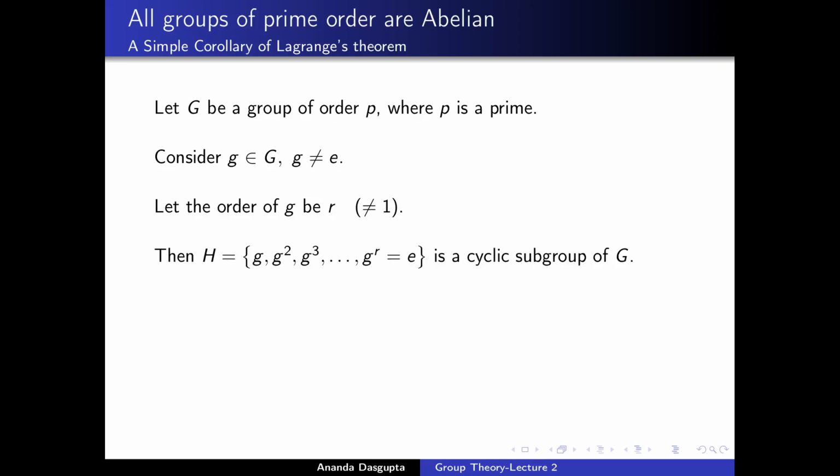So now what we can do is we can construct the cyclic subgroup generated by this small g, that is the set g, g square, g cube up to g to the r, which as we know forms a subgroup under the same multiplication rule as in capital G.